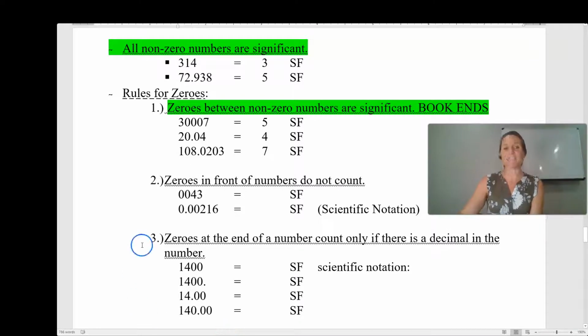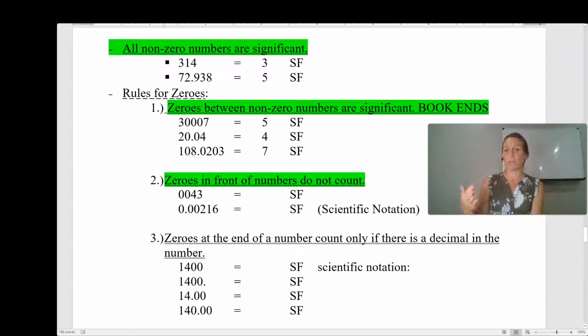The next rule says that zeros in front of numbers do not count. This is like in an odometer in your car. Old cars would have an odometer that might start out 0, 0, 0, 0, 0, 0, 1, 0, and that would mean you had 10 miles on your car.